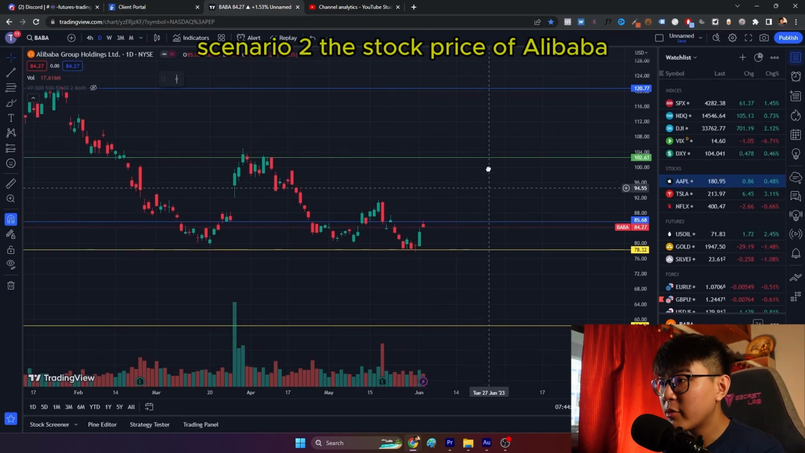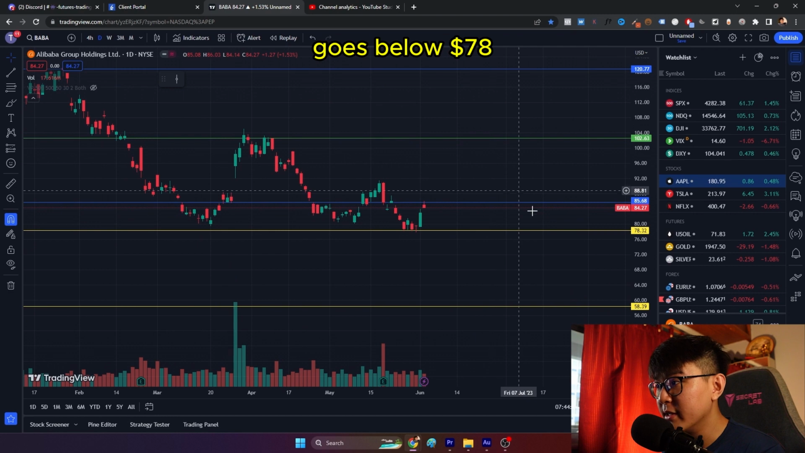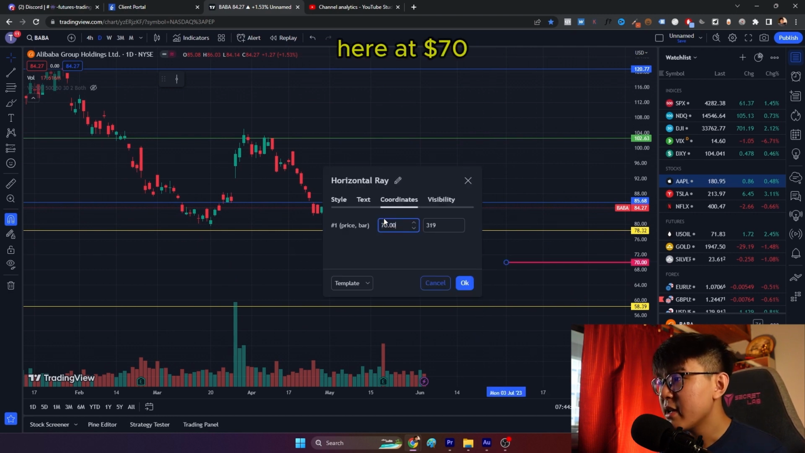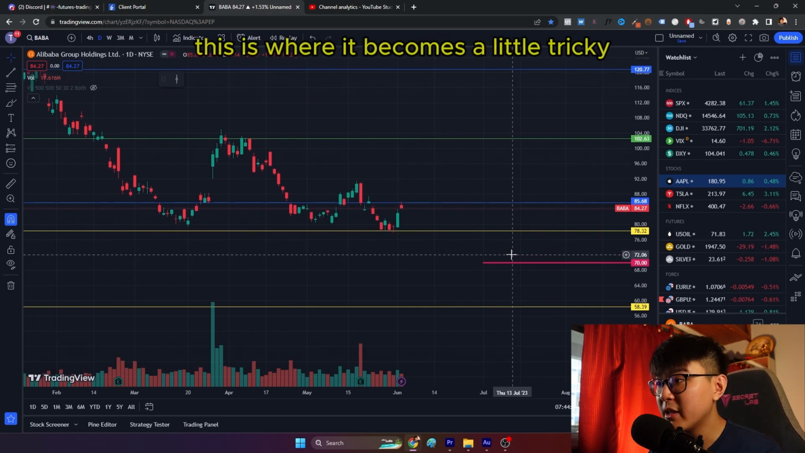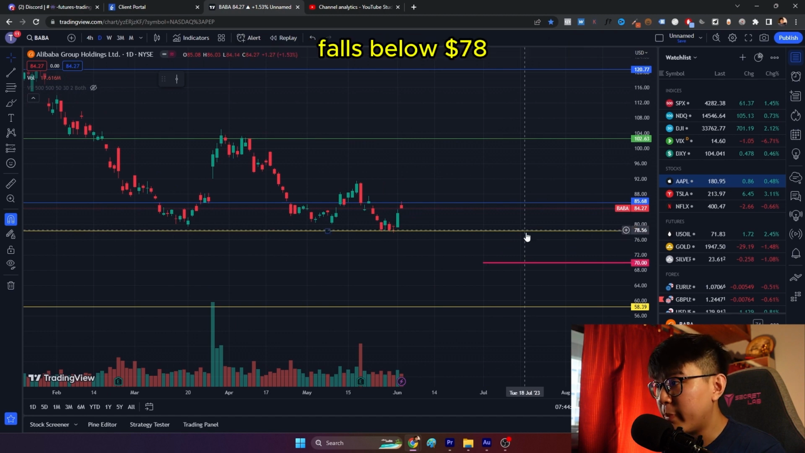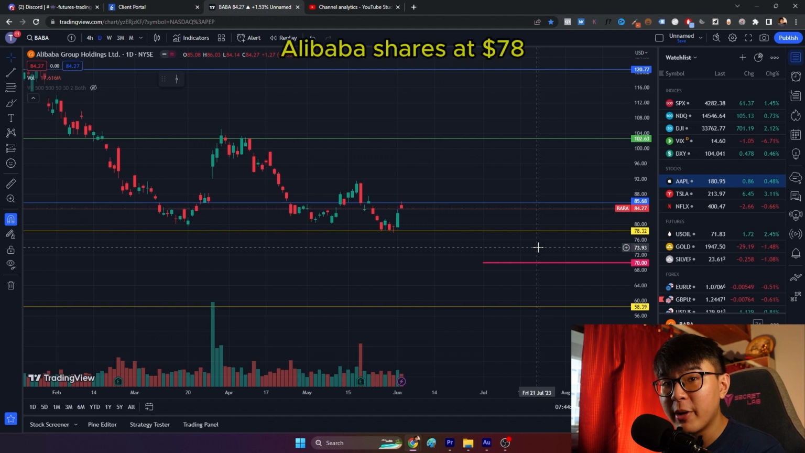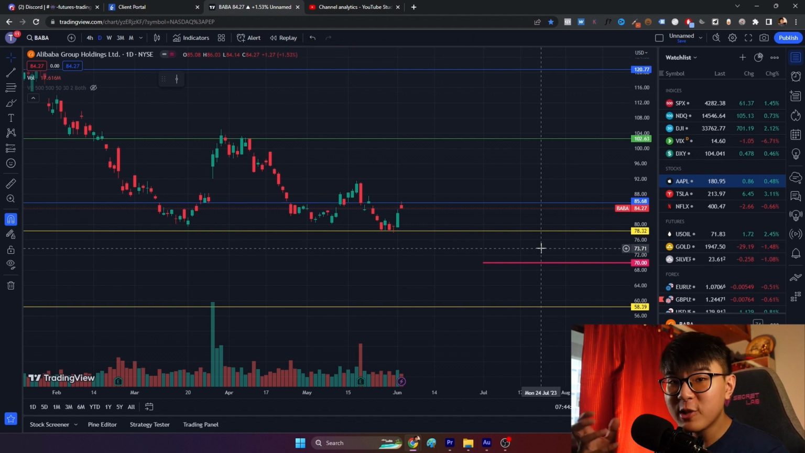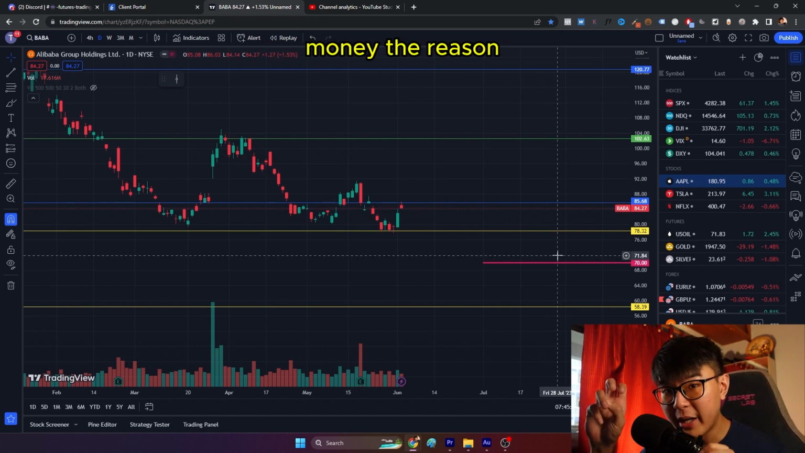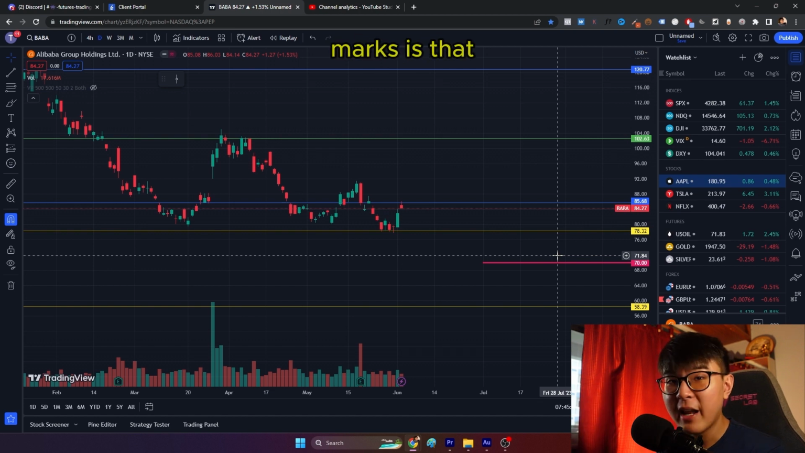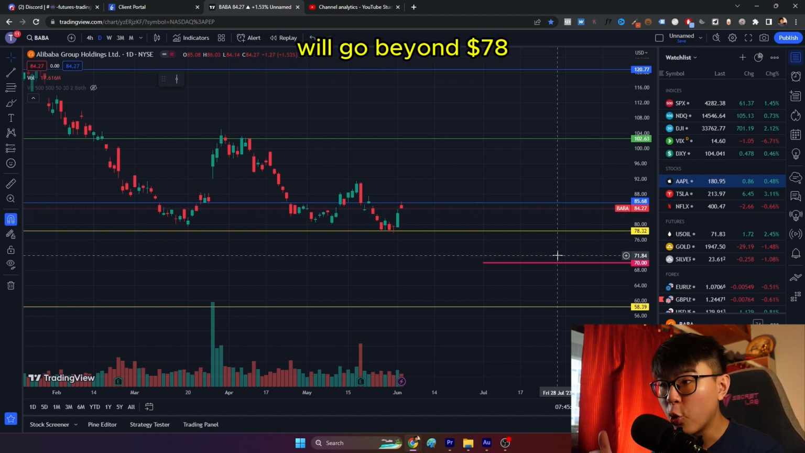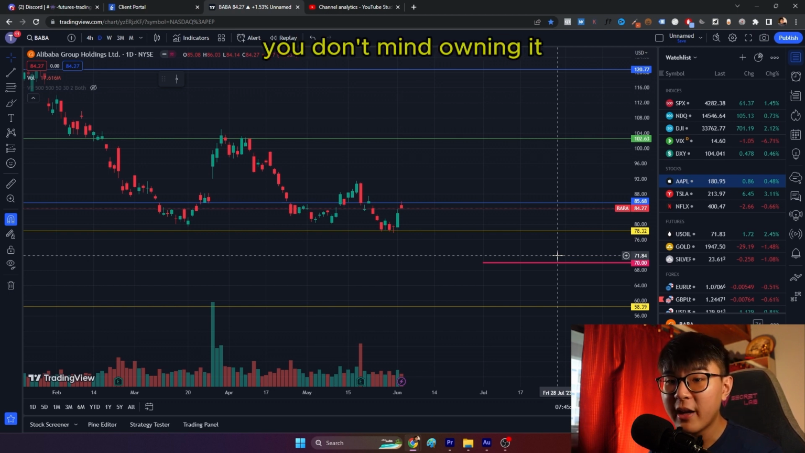Scenario 2, the stock price of Alibaba goes below $78. Let's say it goes to this straight line here at $70. This is where it becomes a little tricky. When the stock price of Alibaba falls below $78 in the next 33 days, you must buy 100 Alibaba shares at $78 and you must spend 7,800 USD to buy 100 Alibaba stocks. The bad thing about it is that you immediately lose money. The reason why I say this in quotation marks is that if you believe the stock price of Alibaba will go beyond $78 in the next 1 year or 2 years, you don't mind owning it at a cheaper price.